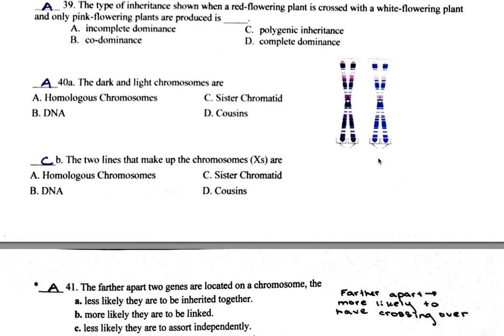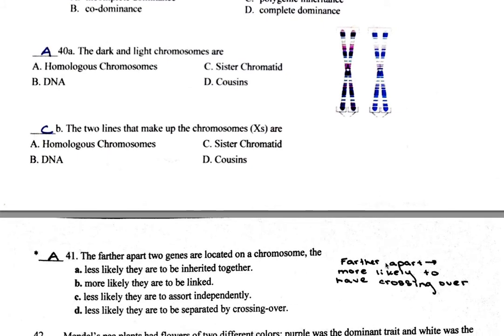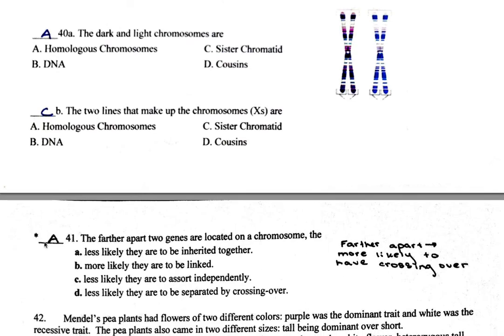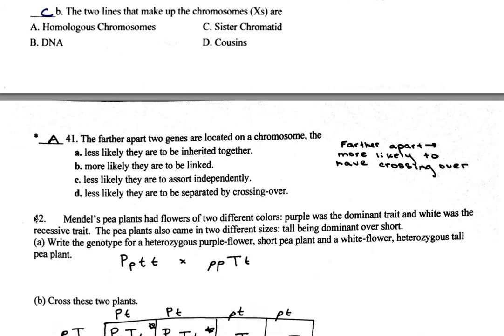So if you read this question, the farther apart two genes are, the more likely they're going to be crossed over, which I just said, which means the less likely they're going to be inherited together. So that's A. And notice I starred this. This is one of the hardest questions. So go back, re-listen to my explanation. If you don't understand it, come in and we can talk about it.